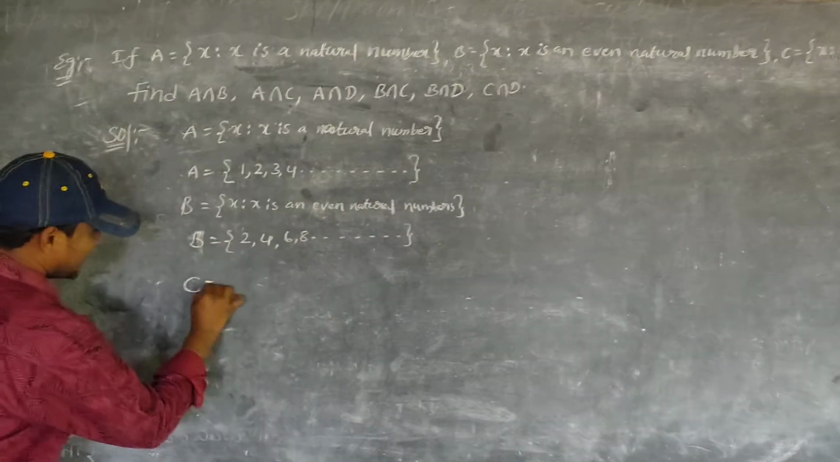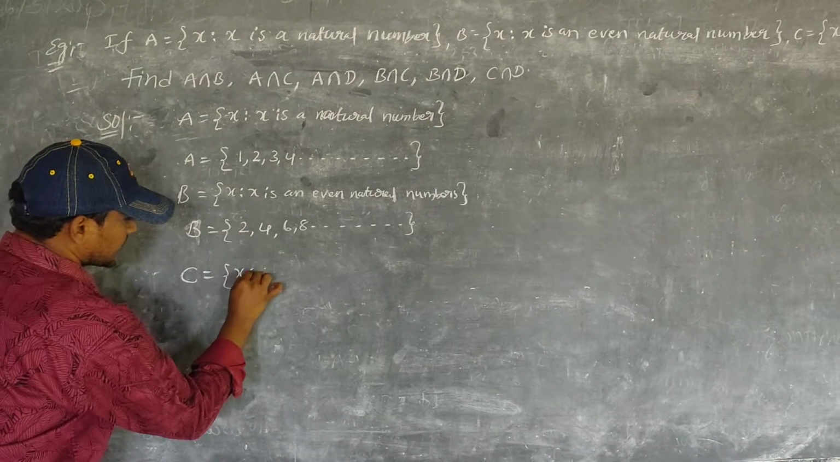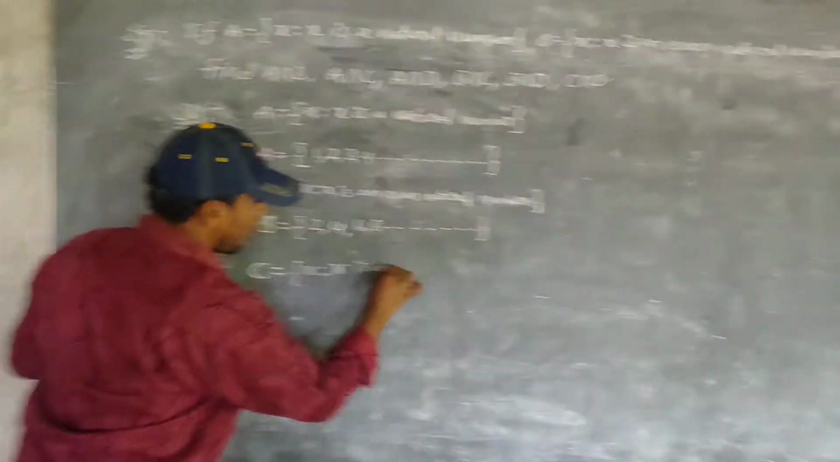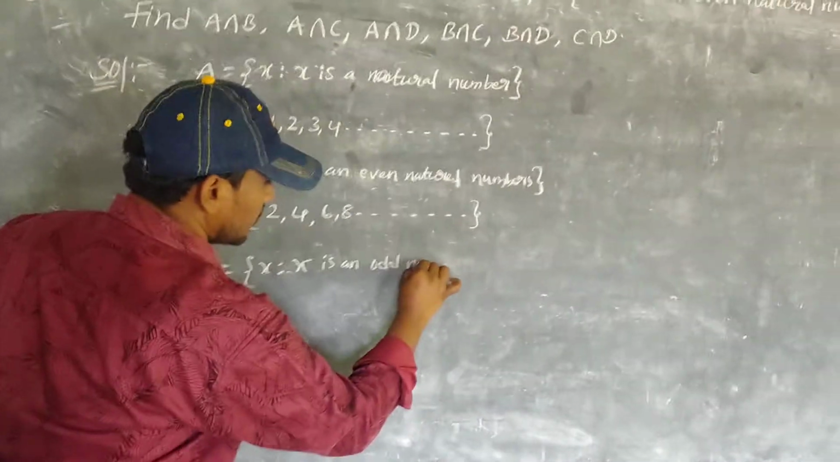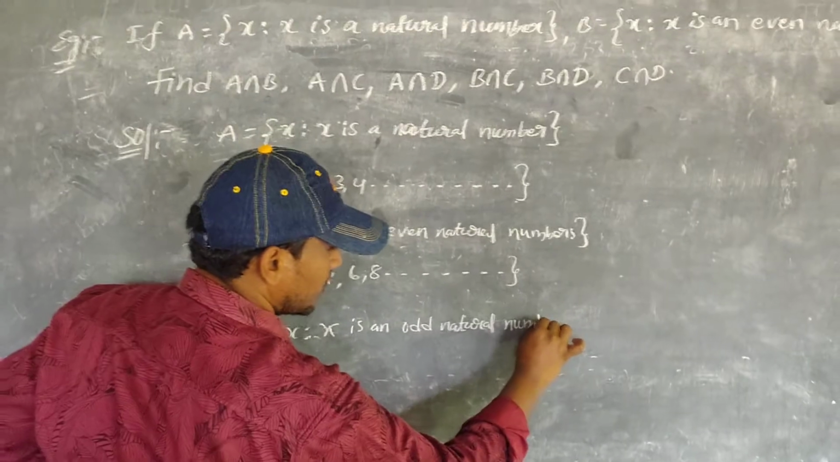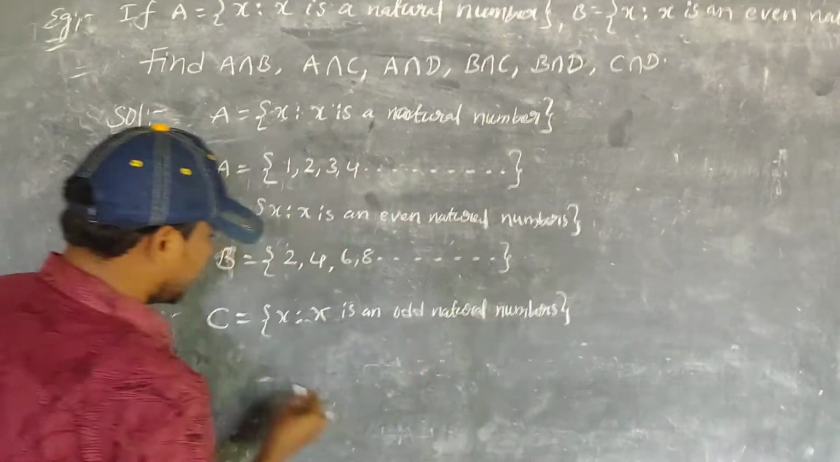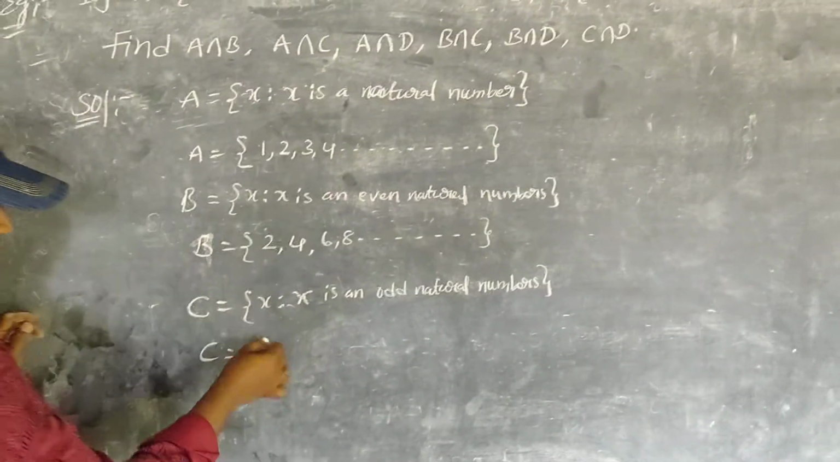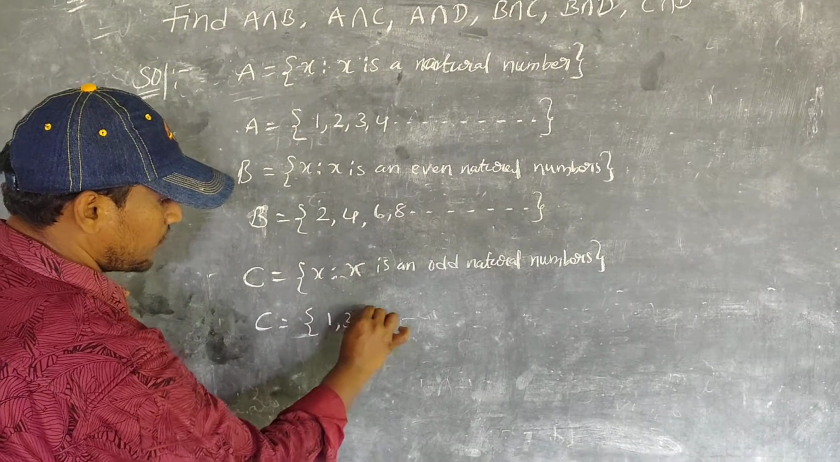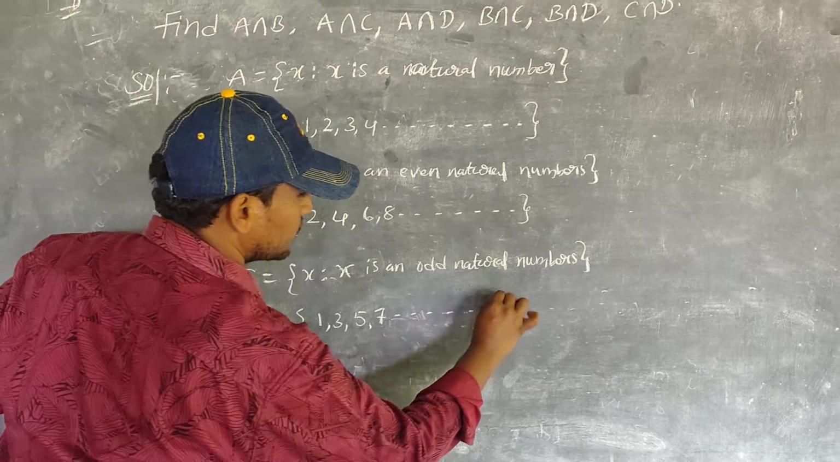Set C is equal to the set of x such that x is an odd natural number. Write it in roster form. The odd natural numbers are 1, 3, 5, 7 and so on.